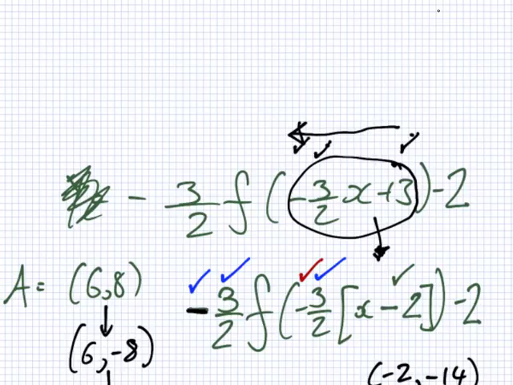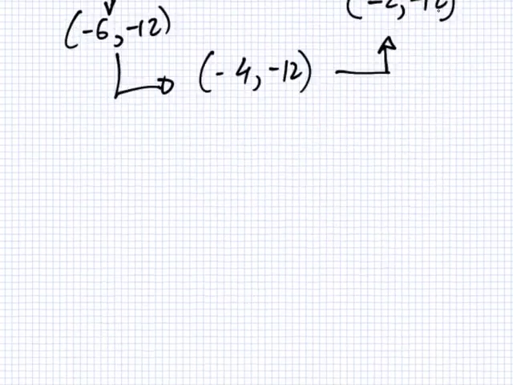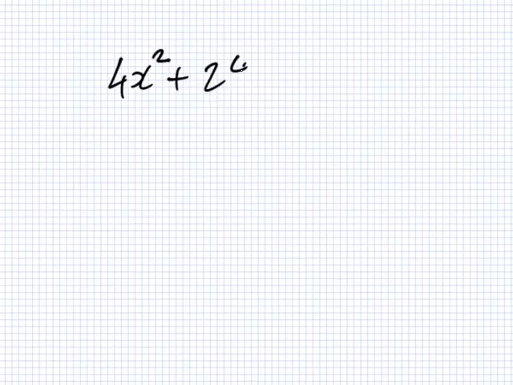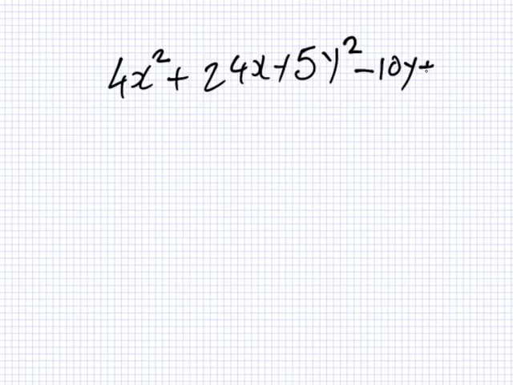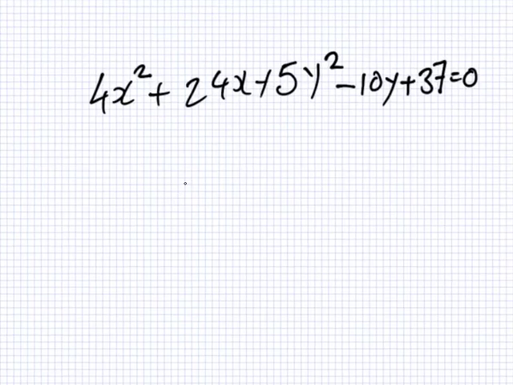Silver, next question. That's the question. Go for it. 4x squared plus 24x plus 5y squared, implicit, minus 10y plus 37 equals 0. And the point is minus 4 comma 2, and I want the derivative.